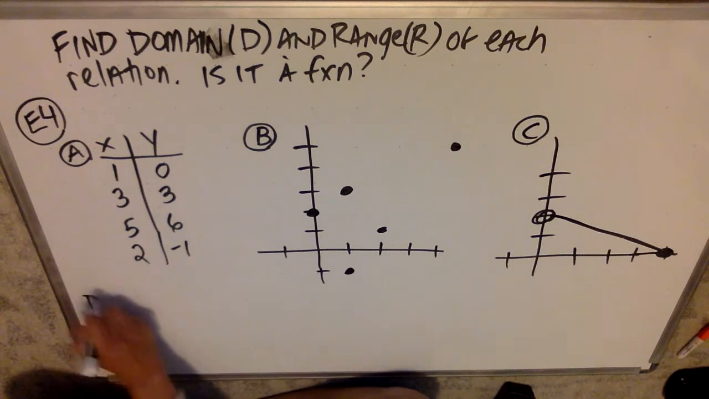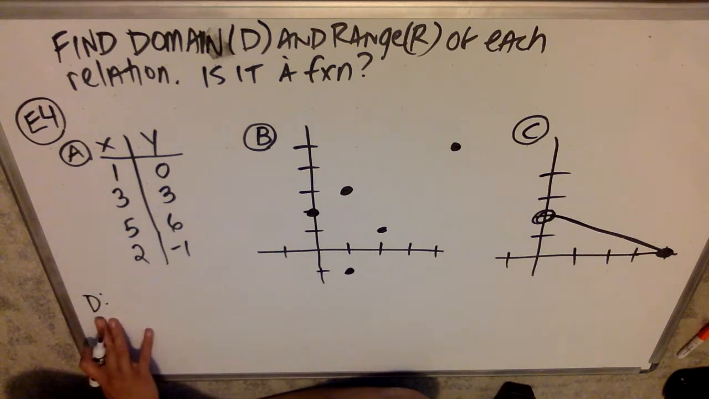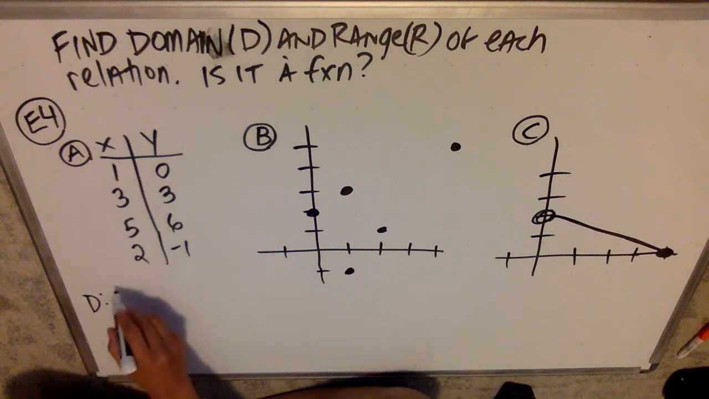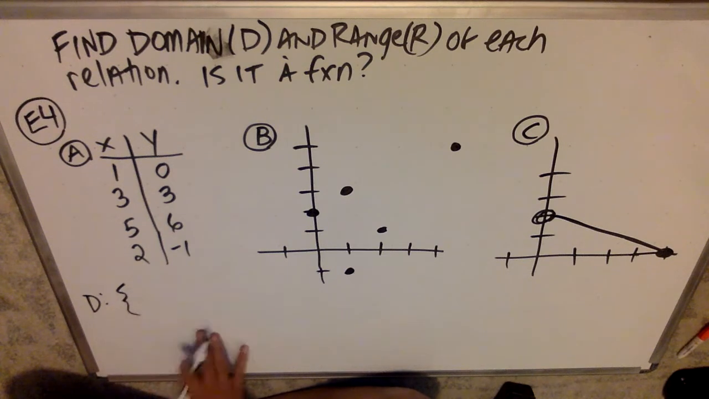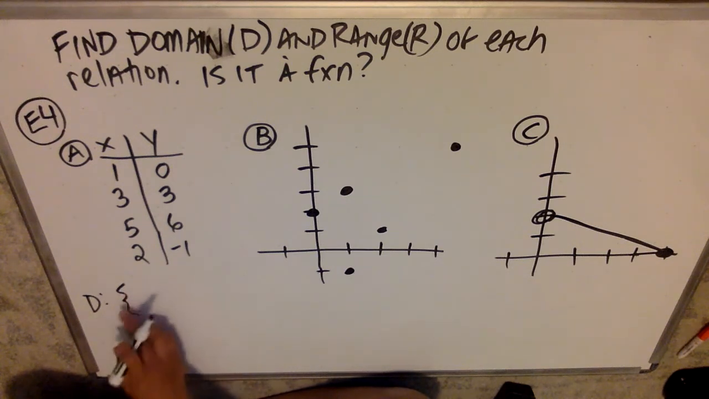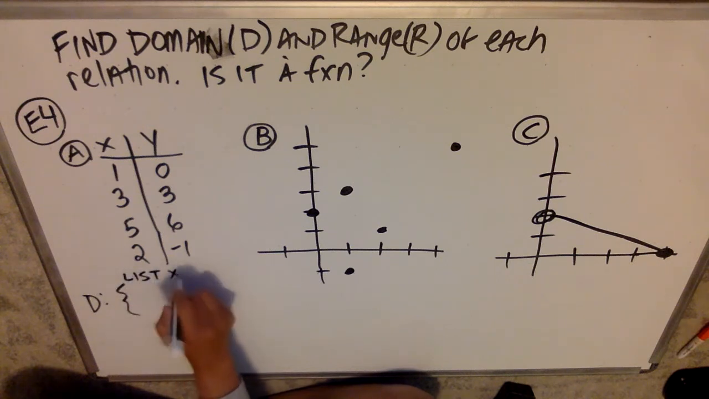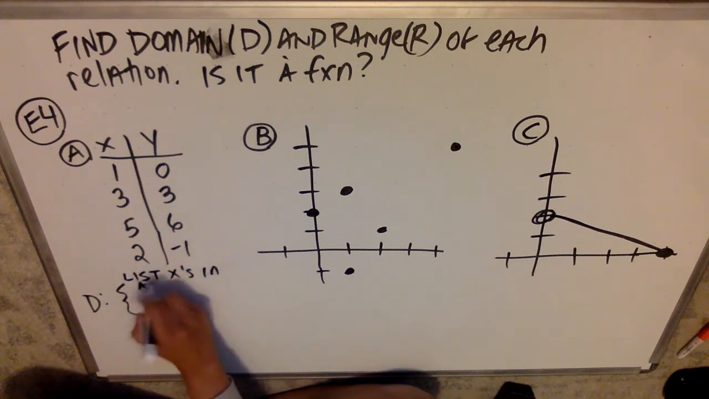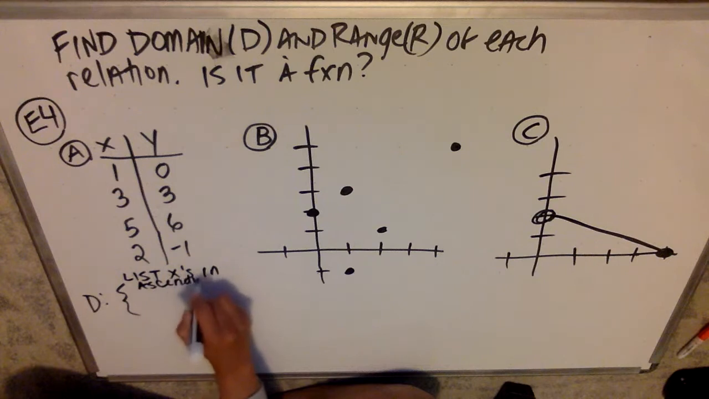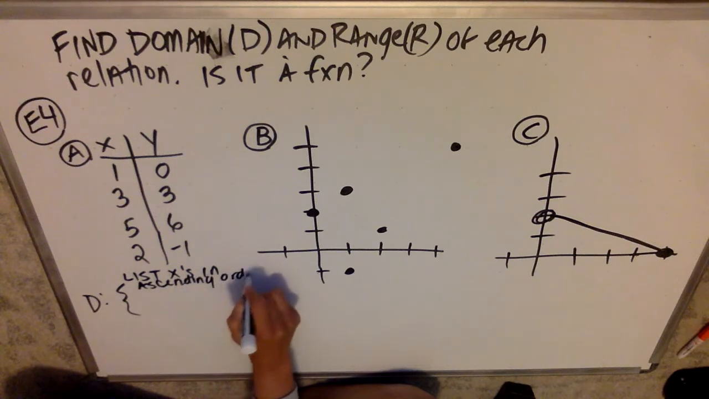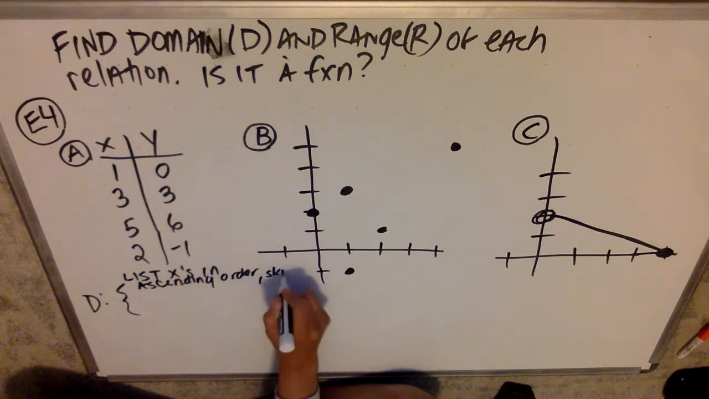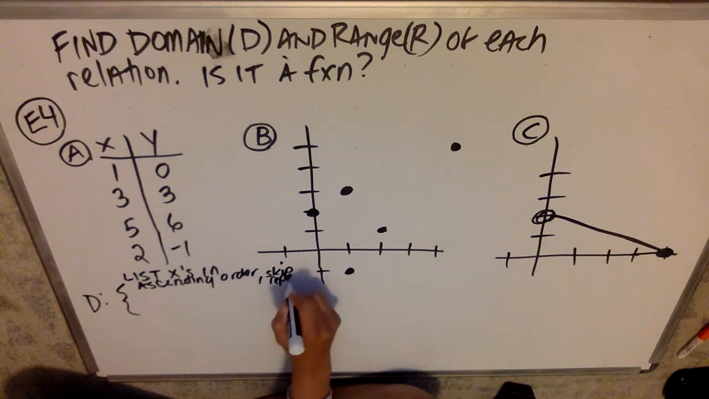The way we're going to do this is we're going to say domain with a D and a colon, and we're going to put braces. They're called braces, but I always call them squiggly brackets. Then we're going to list the x coordinates in ascending order. Ascending means getting bigger. And we're going to skip any repeats. So if something happens twice, we're not going to say that it happens twice.